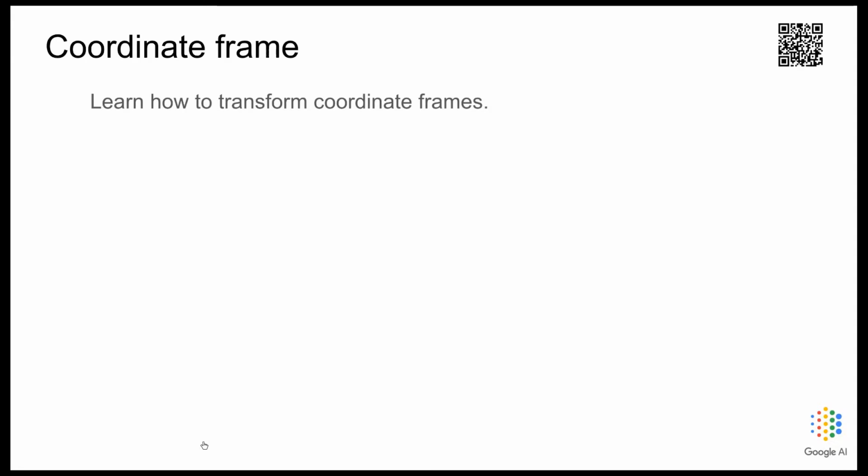So let's ask, what is a coordinate frame? A coordinate frame should encode information about the viewpoint, like rotation and scale.